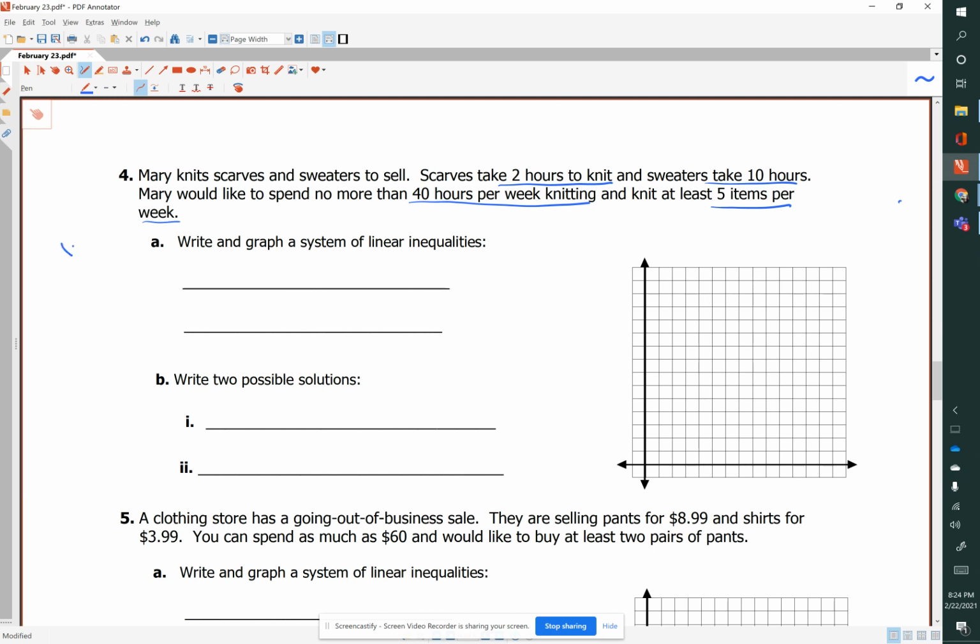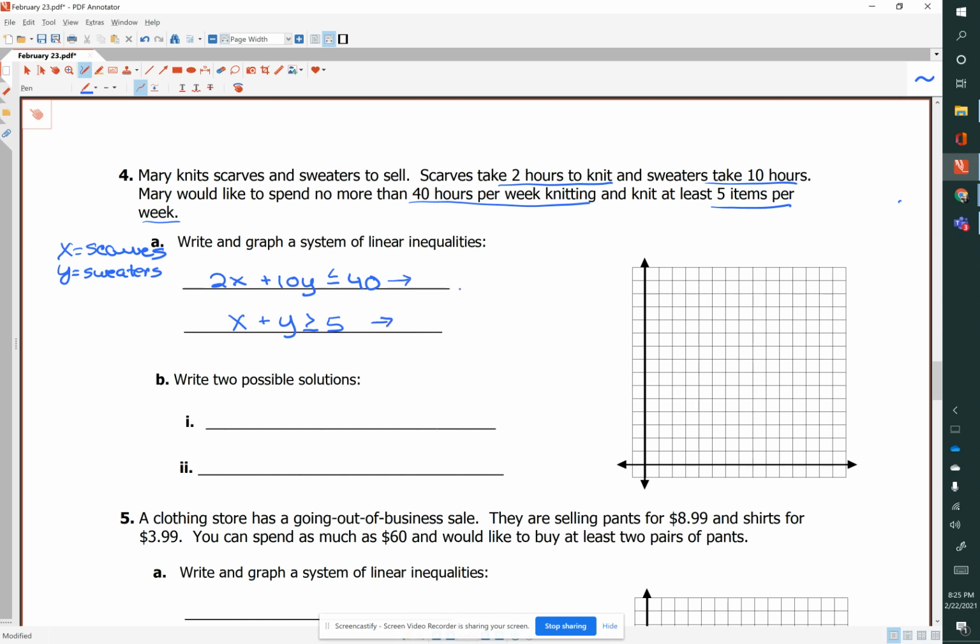So we're going to let x be our scarves, and y will be our sweaters. So 2 hours to make a scarf, 2x, plus 10 hours to knit a sweater, 10y, must be less than or equal to 40. She does not want to work more than 40 hours a week. She also wants to have at least 5 items to sell, so x plus y must be greater than or equal to 5. So let's put those in slope-intercept form.